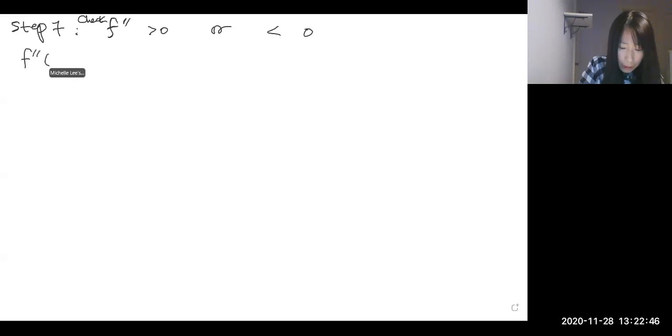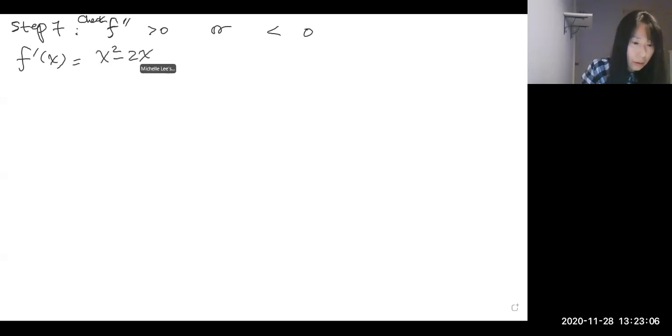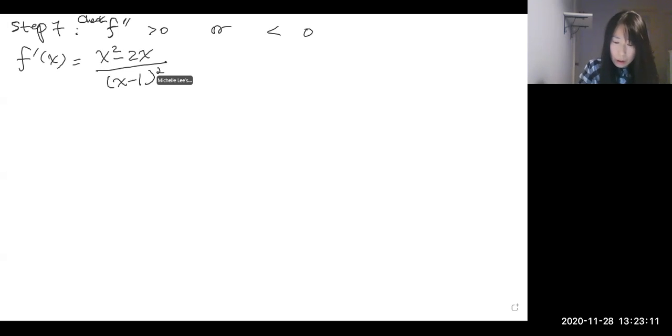So second prime. So I need the first derivative, right? So let me write down the first derivative, which was x squared minus 2x over x minus 1 quantity squared. So we're going to use the quotient rule again, f over g, which is f prime g minus f g prime over g squared.